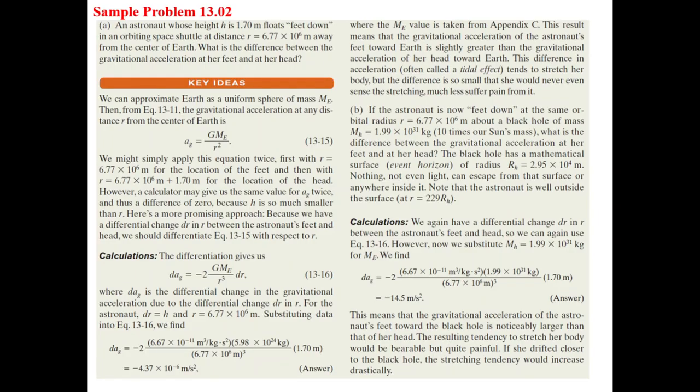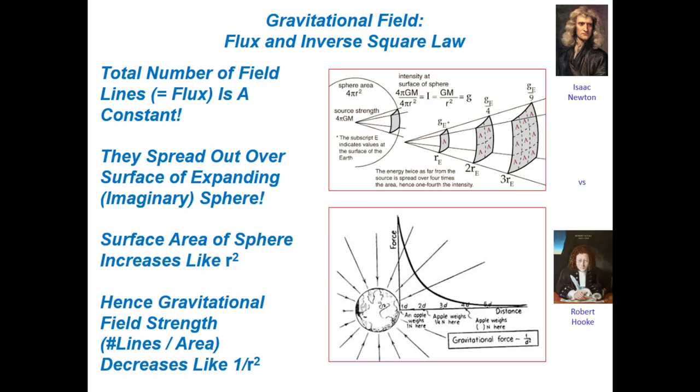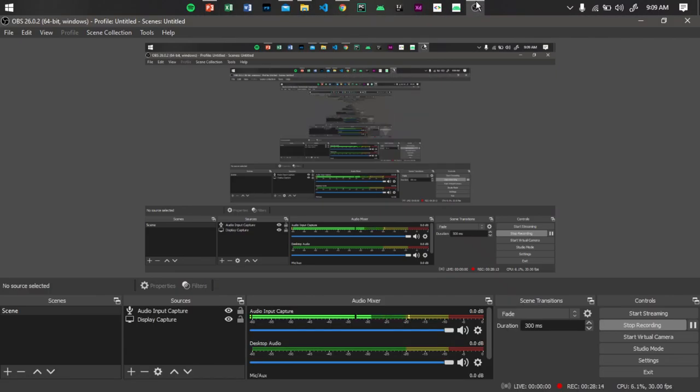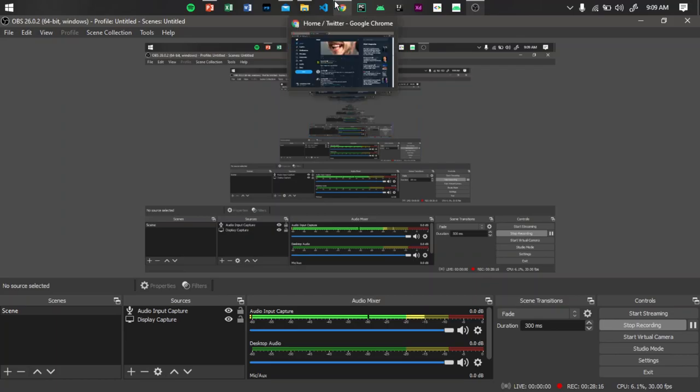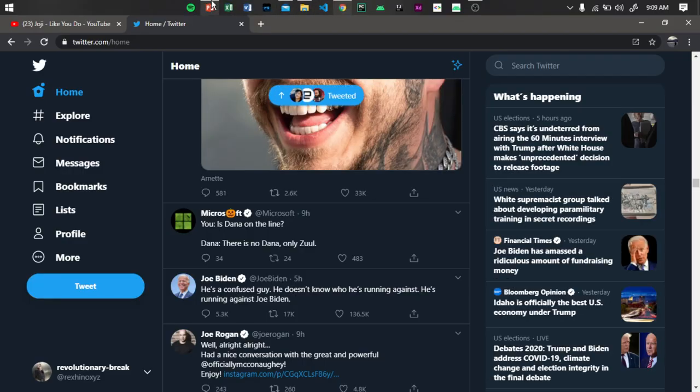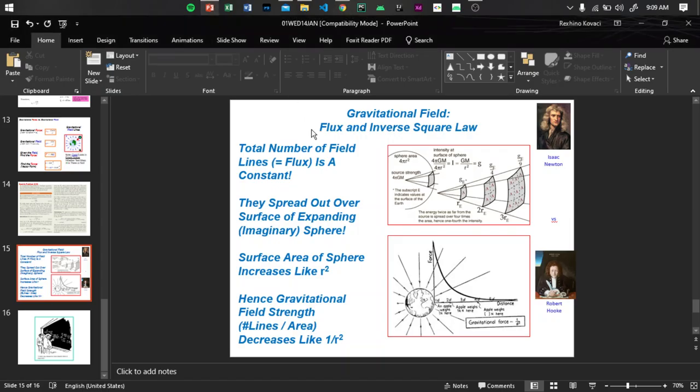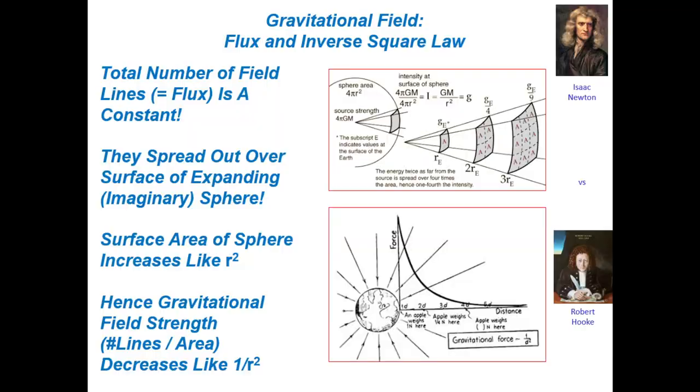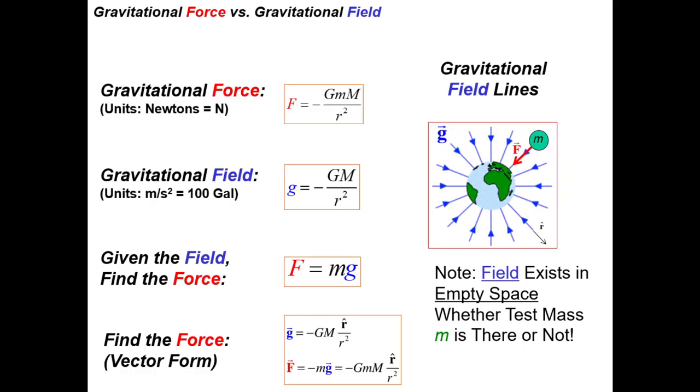So we have a sample problem. Okay, the problems are all solved. We won't do this one. So we have a gravitational field flux universe. Let's check how much time we have done. 28 minutes. What do you think? Okay, we have time. So let's do this one.